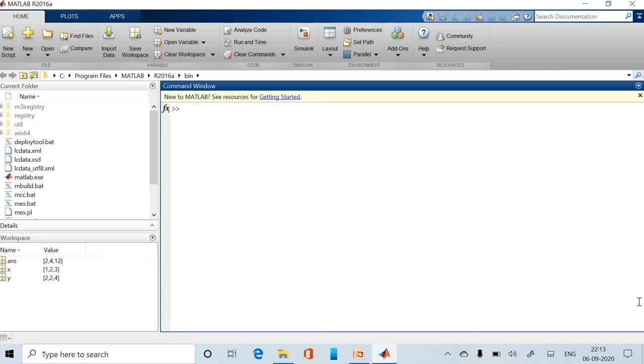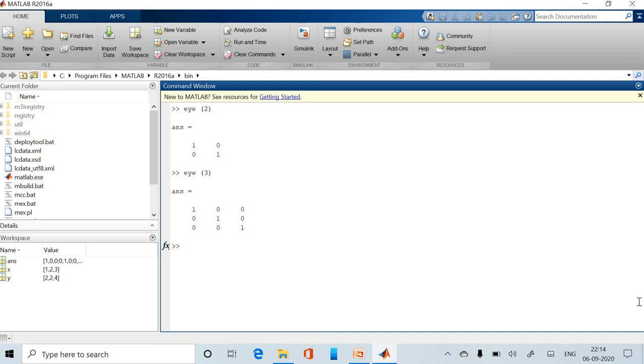The next command we'll talk about is EYE. EYE is basically used if you want to form an identity matrix. Now suppose you want to form a 2 cross 2 identity matrix. Just type in brackets 2. So you are getting an identity matrix of 2 cross 2. If you want to form a 3 cross 3 identity matrix, then just type 3 over here. So you are getting a 3 cross 3 identity matrix.